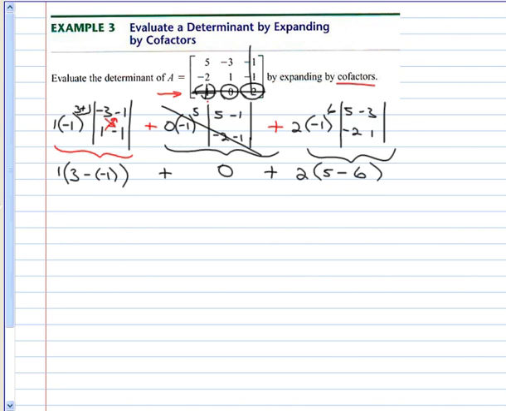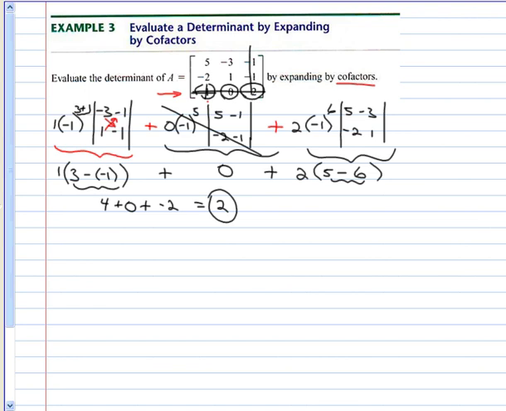We have 5 minus 6, positive 6. So now let's finish out our math, see if we can get the answer to this. And I have to do the parentheses first. So what would be inside this set of parentheses? 4. 1 times 4 is 4. Plus 0 plus, what's 5 minus 6? 2 times negative 1? Negative 2 equals, there's our determinant, 2. Good job, Matthew, the right number.